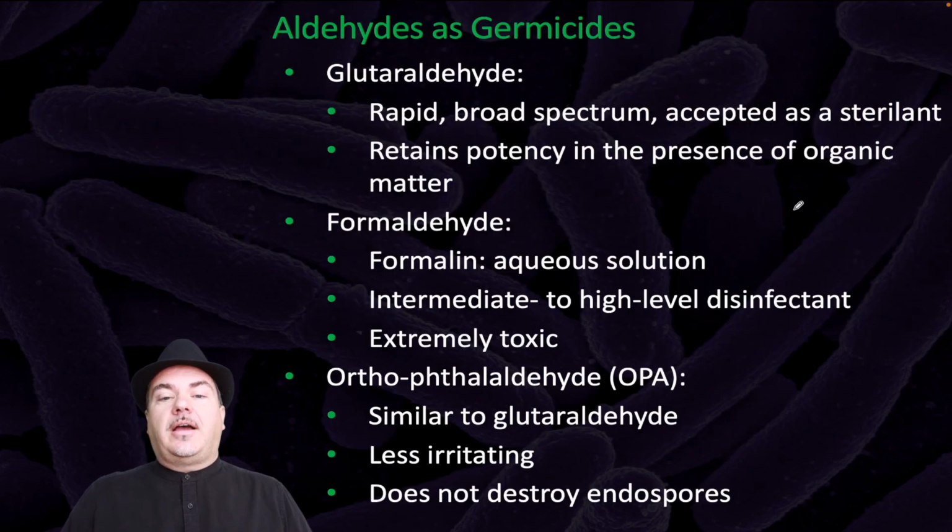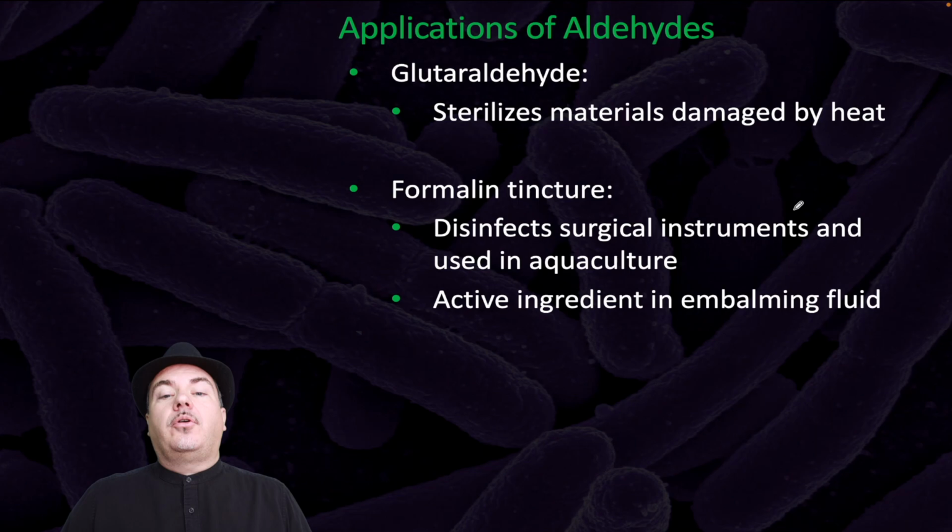We also have aldehydes as germicides. For example, glutaraldehyde has rapid broad spectrum and accepted as a sterilant. It retains potency in the presence of organic matter. Or we can have formaldehyde. Formalin is an aqueous solution. It has intermediate to high-level disinfectant, but it's extremely toxic. Or OPA, which is similar to glutaraldehyde. It's less irritating, but it does not destroy endospores. Applications of aldehydes. Glutaraldehyde is used to sterilize materials that can be damaged by heat. Formalin tincture disinfects surgical instruments and is used in aquaculture, and is an active ingredient in embalming fluid.